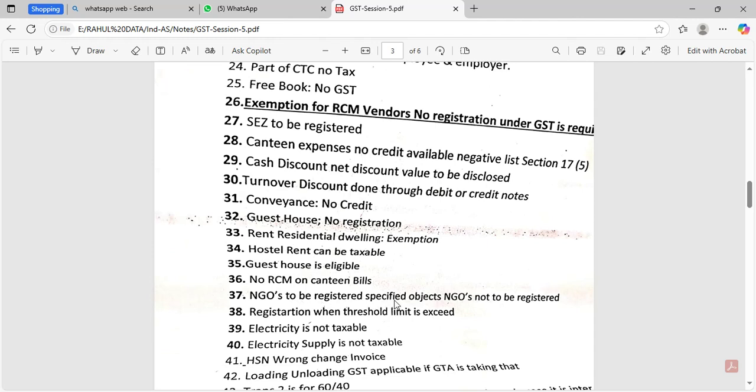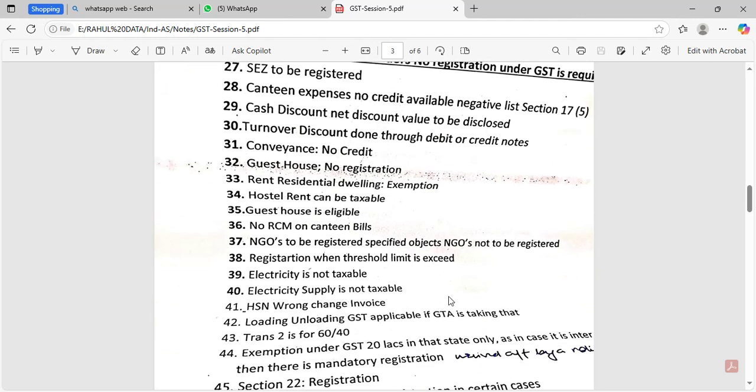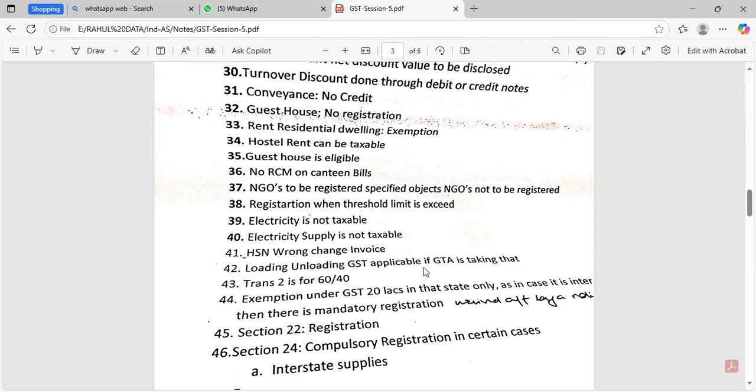NGOs to be registered. Specified objects NGOs to be registered. Registration when threshold limit is exceeded. Electricity is not taxable. Electricity supply is not taxable. HSN wrong, change the invoice. Loading and unloading, GST applicable if GTA is taking that.